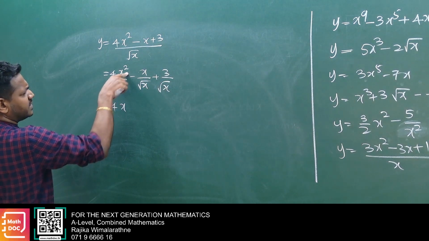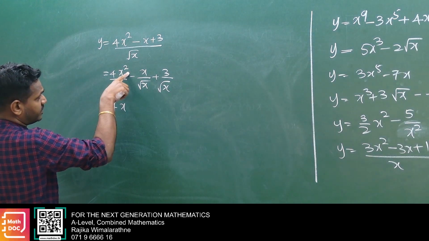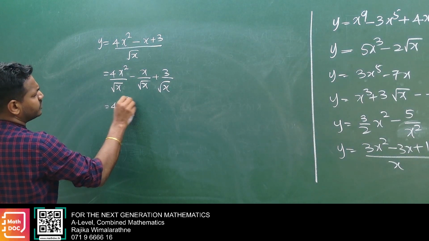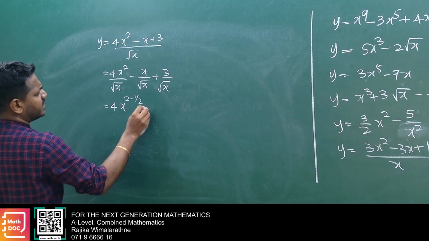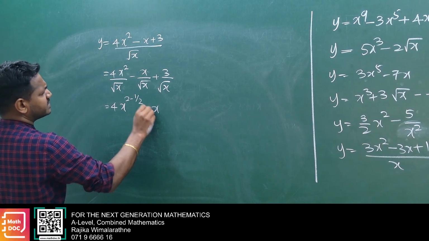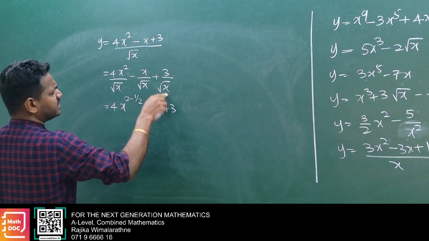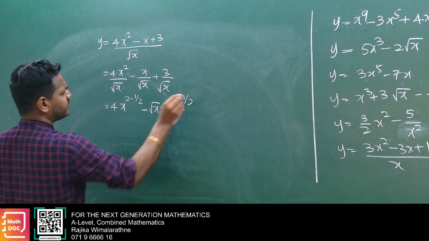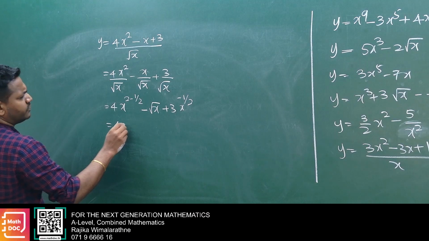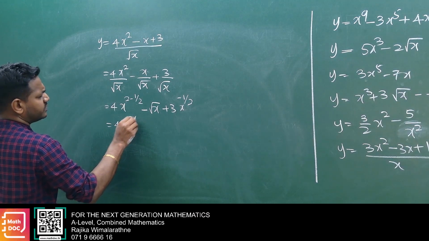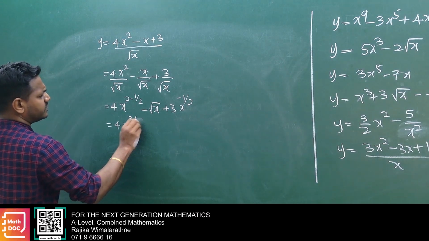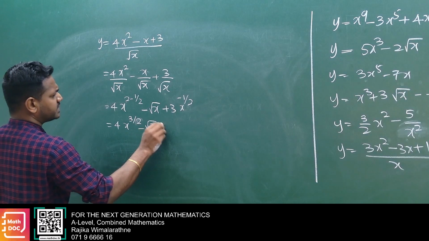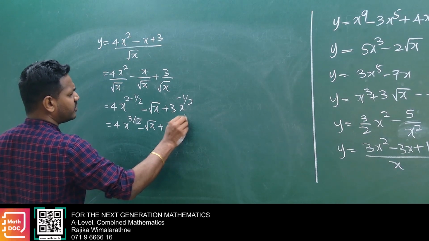Here x square divided by root x, 2 minus half. Here x divided by root x. 3 divided by root x means x to the power minus half. For x to the power 3 over 2 minus root x, 3 x to the power minus half.